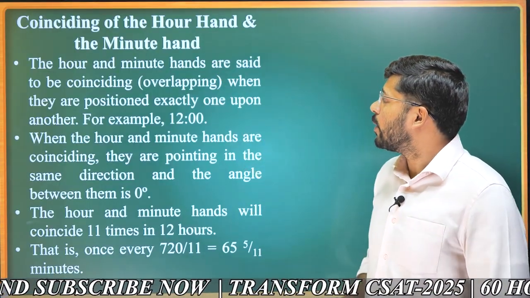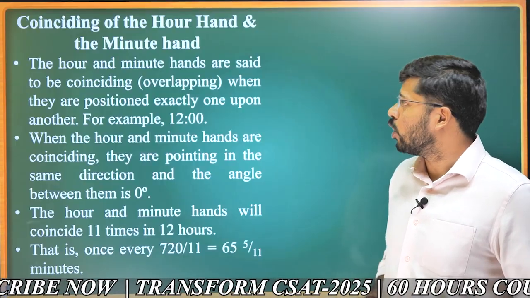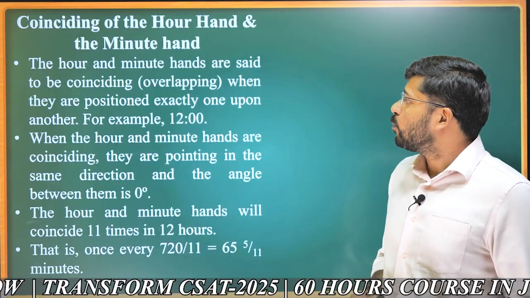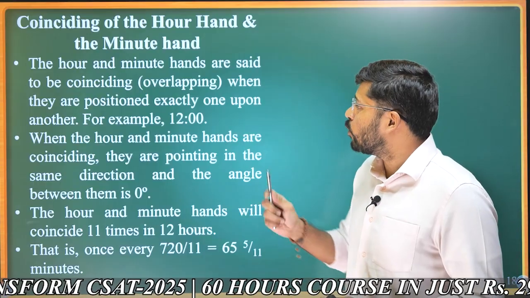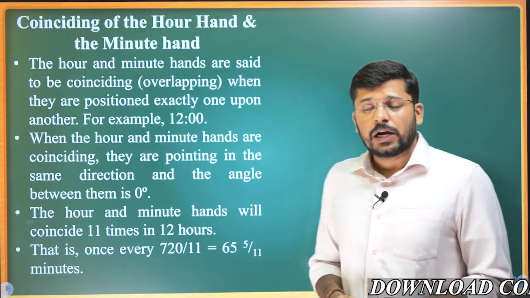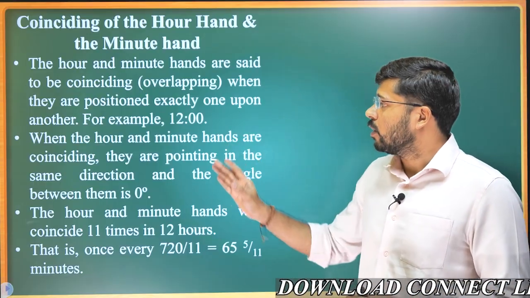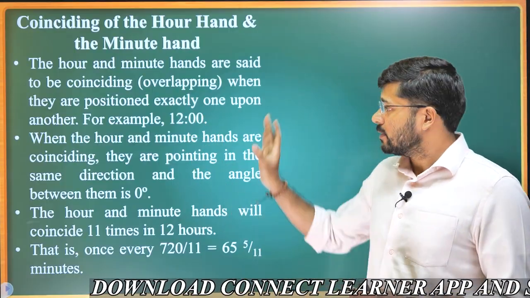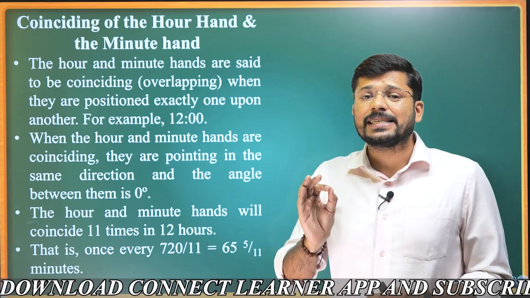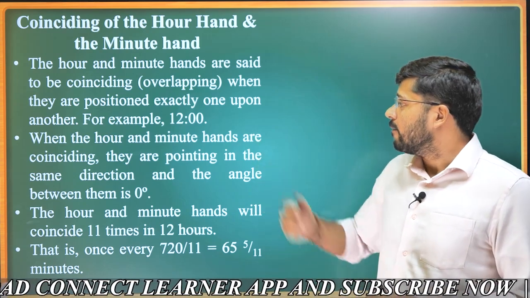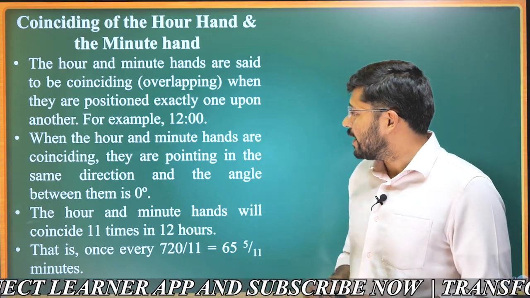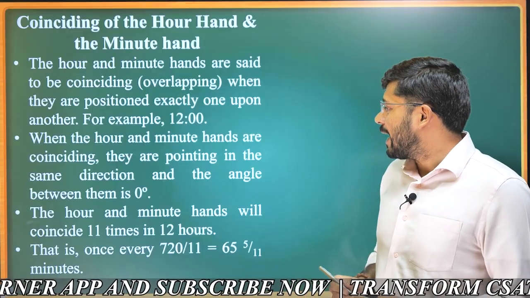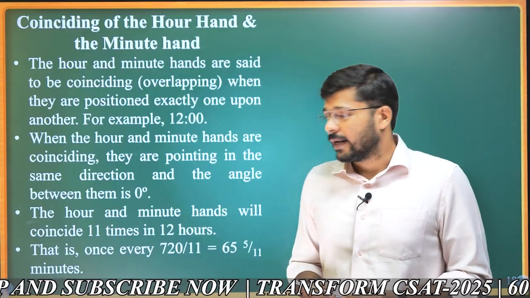The hour and minute hands are said to be coinciding or overlapping when they are positioned exactly one upon another. For example, 12 o'clock. This is only one example, and there are multiple such examples. 12 o'clock is an easy example to imagine. When the hour and minute hands are coinciding, they are pointing in the same direction and the angle between them is 0 degrees.